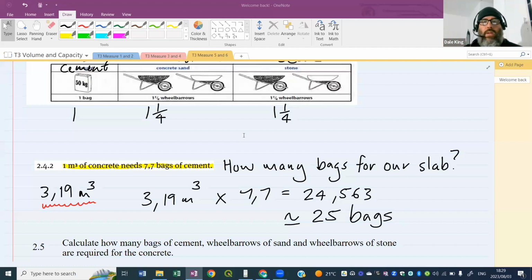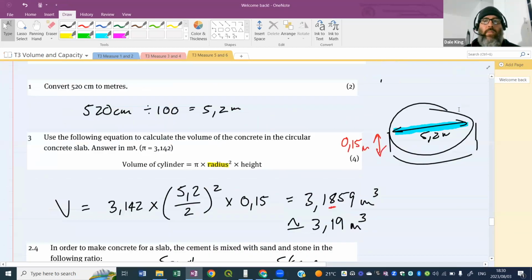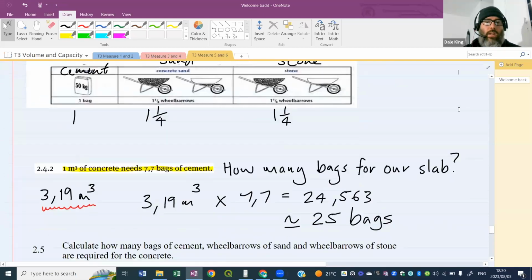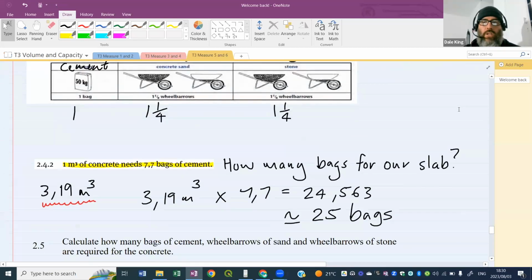I need to multiply. For example, if one person eats 2 pieces of toast for breakfast, how many pieces of toast will 3 people eat? You need to multiply. 3 times 2 will give you 6. It's the same situation, so we have to multiply that. The 3.19 cubic meters comes from a previous question. They asked us to work out the volume of concrete in the slab. That's this question over here. We've already worked that out, so we're using that 3.19 cubic meters down here in this question.